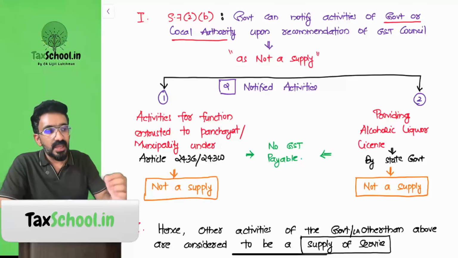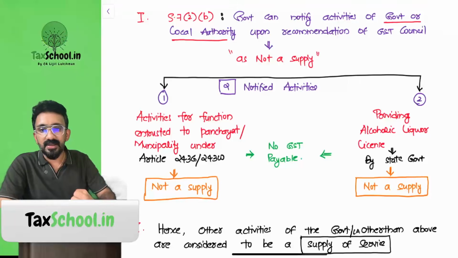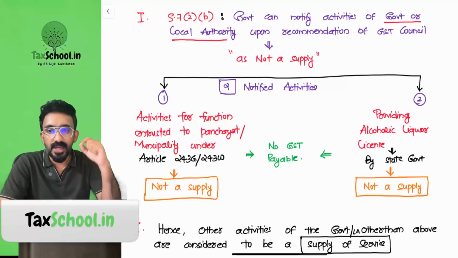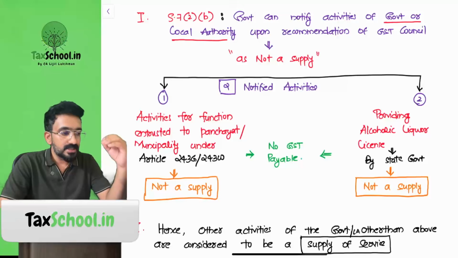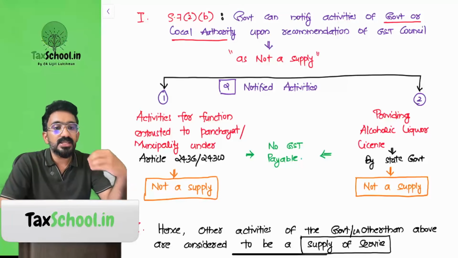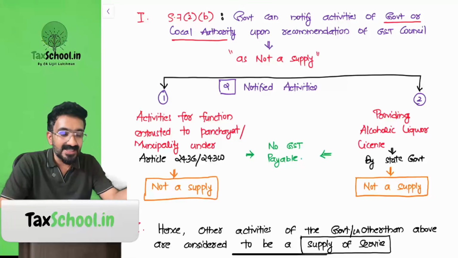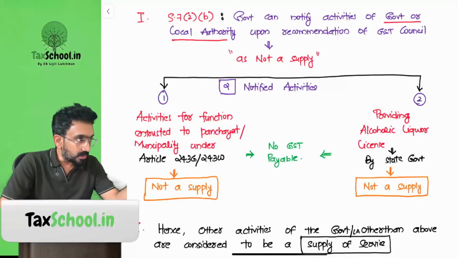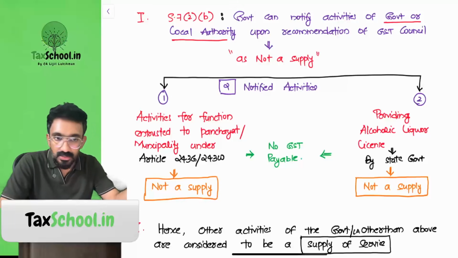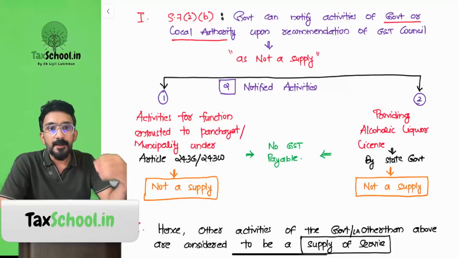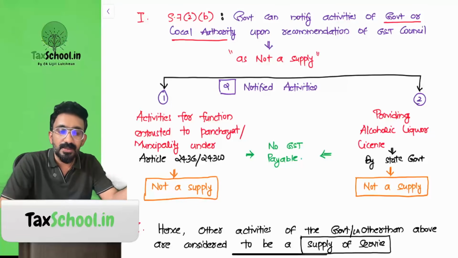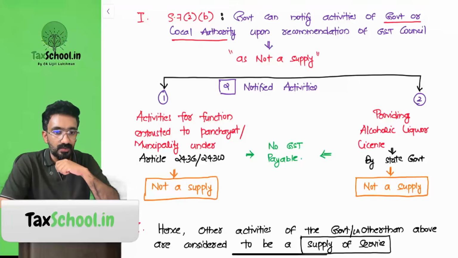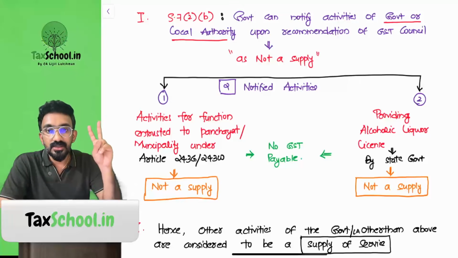What's the impact? If a Panchayat or municipality does an activity under 243G or 243W and collects some consideration, would that be subject to GST? No. Why? That activity itself is not a supply. Similarly, if the Tamil Nadu, Kerala or Andhra government gives an alcoholic liquor license to a resto bar, for example, or to a person to sell alcohol, it's a license, it's a service, but it is also not treated as a supply because it is notified as excluded from supply. So these are the two activities that we have.